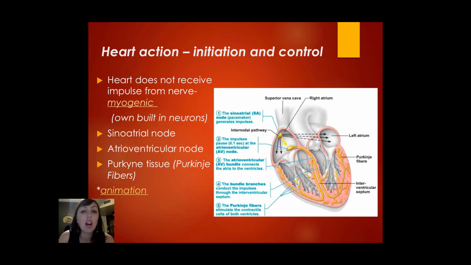Okay, so the heart does not receive an impulse from your nervous system. It's myogenic, meaning that it has its own built-in neurons. And this is the sinoatrial node, the atrioventricular node, and this has to do with the Purkinje tissues. I can never say this correctly. So this is about the electricity of your heart, okay? And this comes from pacemaker cells that are in your sinoatrial node. And we're going to watch an animation.